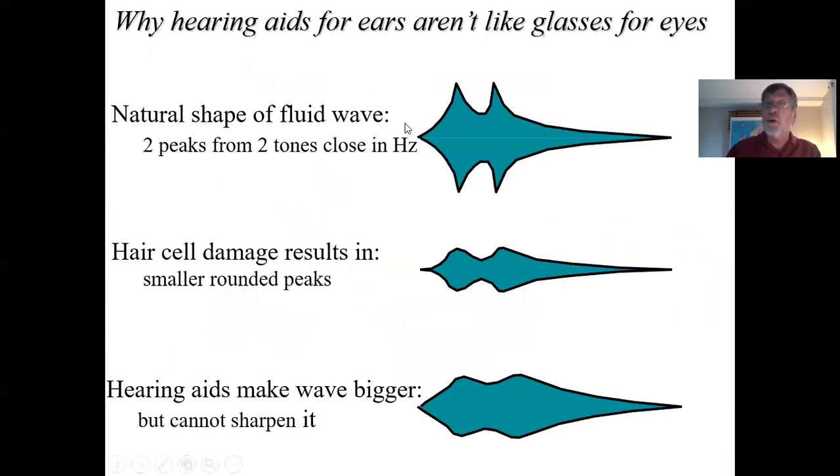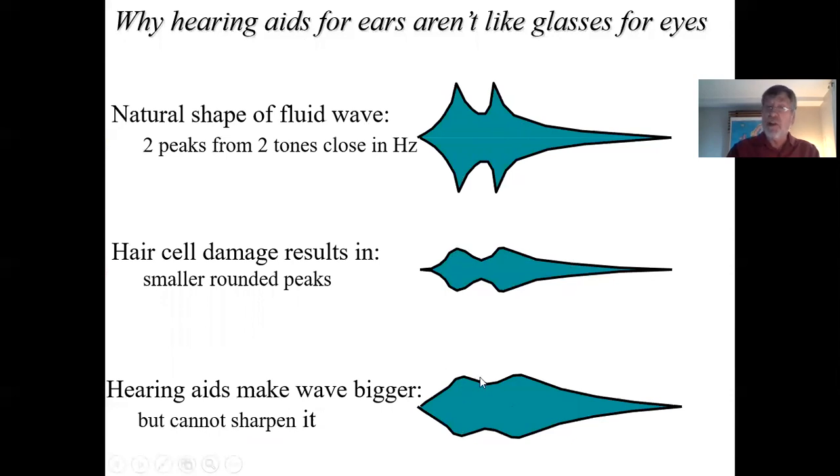Here's an unrolled cochlea stimulated by two frequencies. So he's got two traveling waves, nice sharp peaks, easily distinguished from each other. Frequencies close together, no problem. The middle panel is showing you damage to outer hair cells. So the peaks are gone, and now the waves are more rounded. When we put hearing aids on someone, we're making this middle traveling wave bigger, which is half the battle, but this is not brought back.